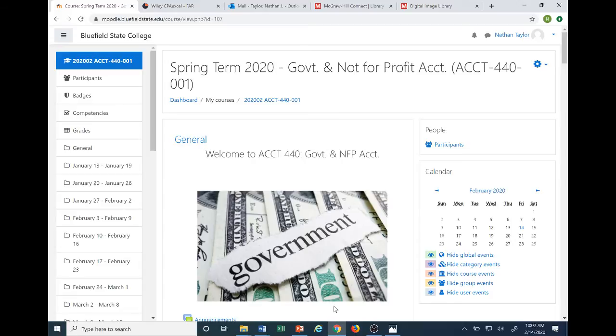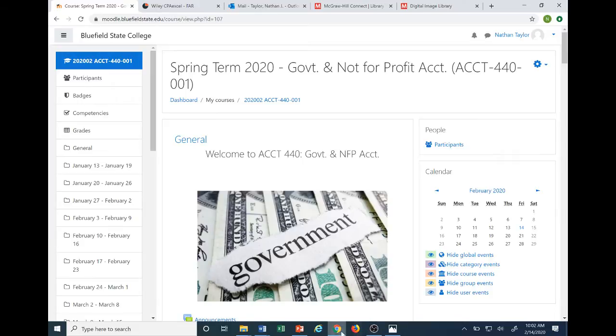What I want to start with today, though, is wrong screen. I want to start with the wrong screen. Here it is.